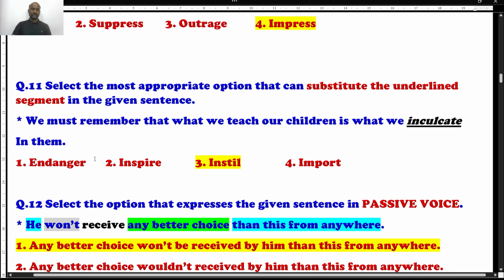Endangered? No, it is not the right word. Inspired? To some extent it sounds right. Import? No. Let me remove these two words. Yes, the next two words are inspire and instill. The right word is instill, which is nothing but filling. This is going to be the right answer.